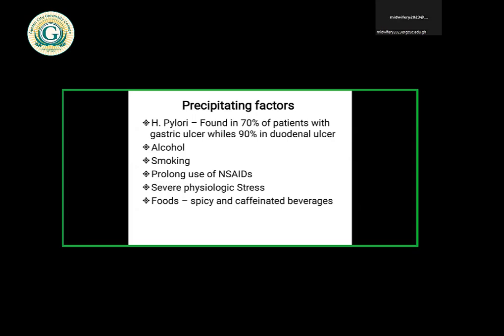Among the precipitating factors too are alcohol, smoking, like we said last time, and prolonged use of NSAIDs, non-steroidal anti-inflammatory drugs, such as diclofenac and ibuprofen. I think we've explained it already. But what we refuse to admit in most of our local parlance is severe physiological stress. In fact, when you overstress yourself, you become predisposed to peptic ulcer. Most of the time when they come to the hospital, they run all tests and everything is negative. But if you don't ask their history as to whether they have endured protracted or severe stress over the past days, you may not be able to give a proper diagnosis. Also, certain foods are known to precipitate it, such as spicy foods and caffeinated beverages, like foods with caffeine.